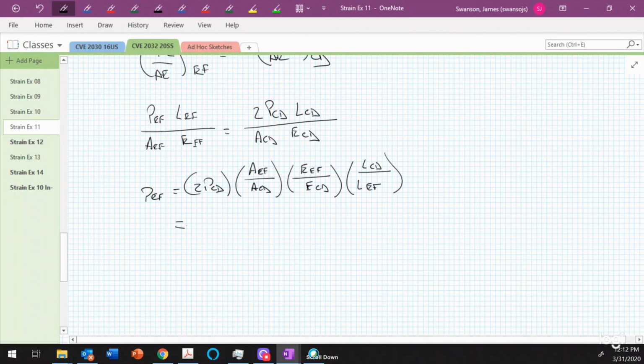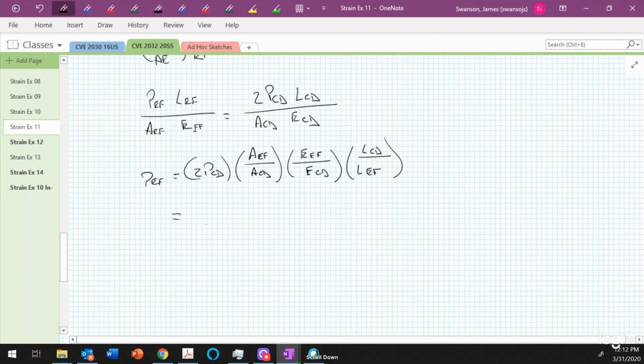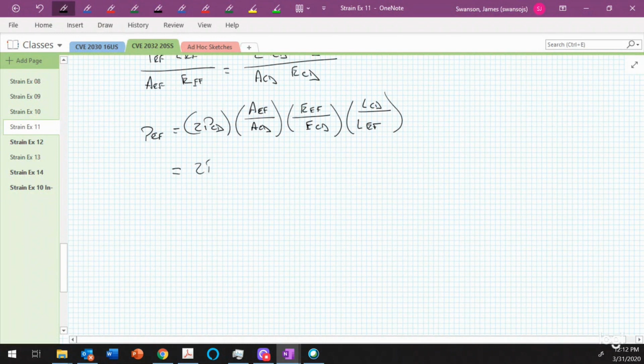So now we can start doing our substitutions. Let me bring that down a little bit further. So this is going to be 2 times P sub CD. And then for wire EF, it is made out of magnesium and has a diameter of 3 millimeters. So this is going to be pi over 4 times 3 millimeters squared divided by pi over 4. And then for wire CD, it has a diameter of 4 millimeters.